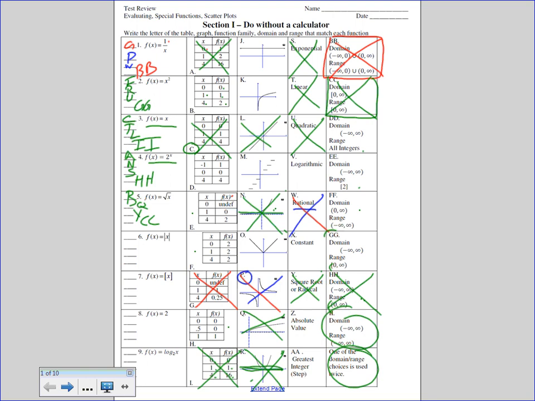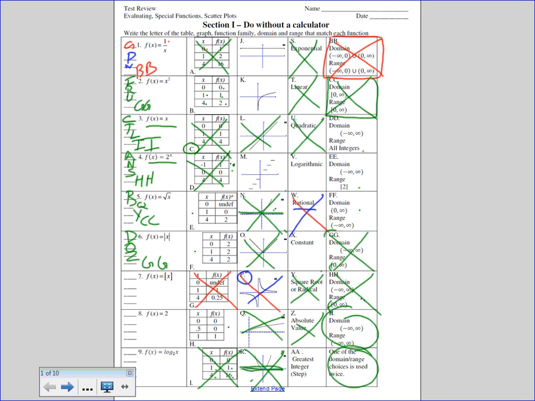For number 6, this is the absolute value function. The graph looks like a V. The key for this is that negative numbers will turn into positive numbers, which is what we see right here. And so this is D. And if we look again at that V, 0 is included. We can put in anything we want for the domain, but the range is 0 and positive. So there's GG again. And we've now used GG twice, so I'll go ahead and cross it out.